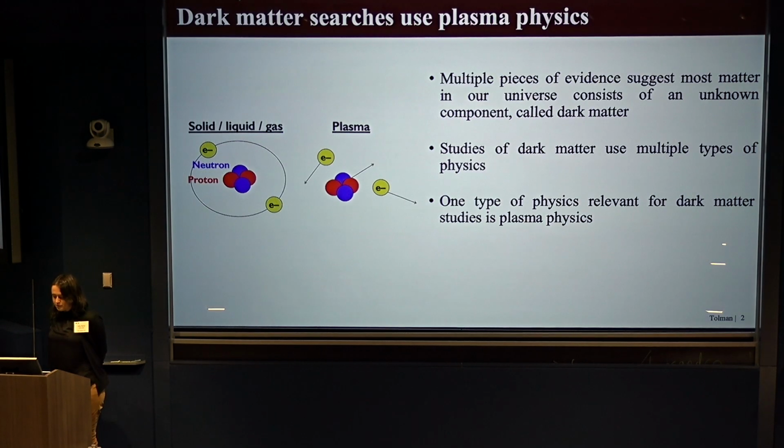Multiple pieces of evidence suggest most matter in our universe consists of an unknown component called dark matter. Studies of dark matter use multiple types of physics. And one type of physics that might potentially be relevant for dark matter studies is plasma physics.